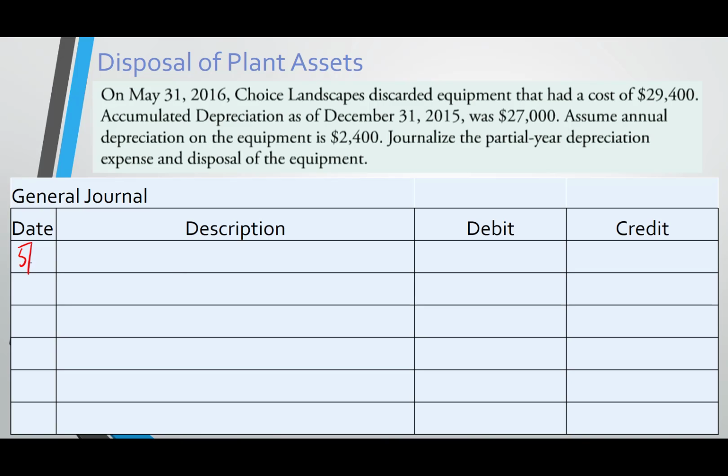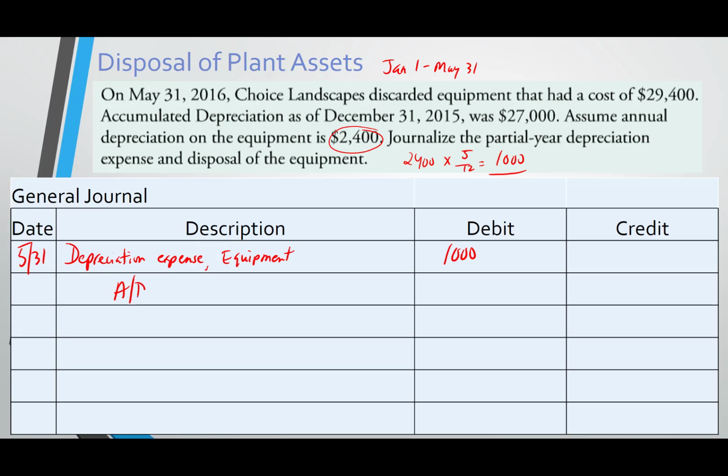Okay, so let's think about this. We have to go from really January 1st through May 31. So if we think about that, January, February, March, April, May, that would be 5 months of depreciation that we would have to take. So we can simply take the $2,400 times 5 out of 12 months, and that comes out to be $1,000. So let's go ahead and do that. We're going to debit depreciation expense for the equipment, $1,000, and we will credit accumulated depreciation equipment for $1,000. So now once we've done that, that's basically changed the accumulated depreciation from $27,000 to now $28,000 that we have in that account.